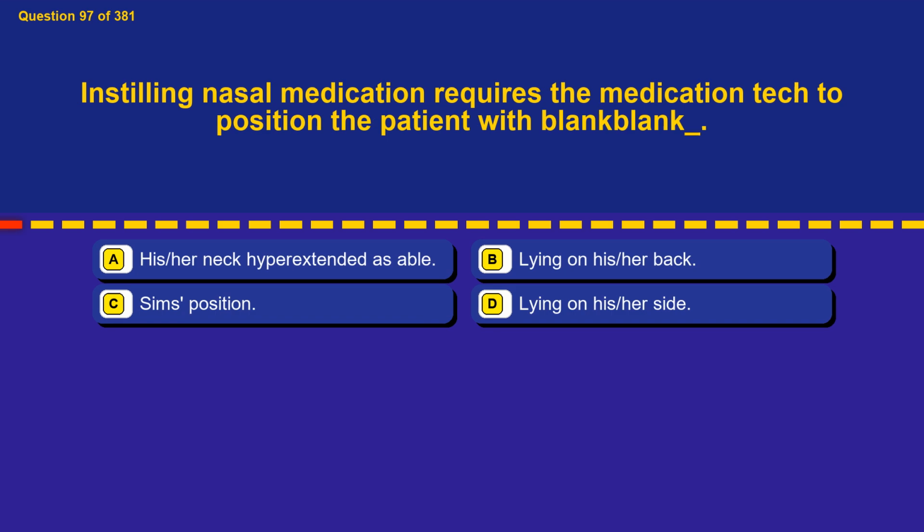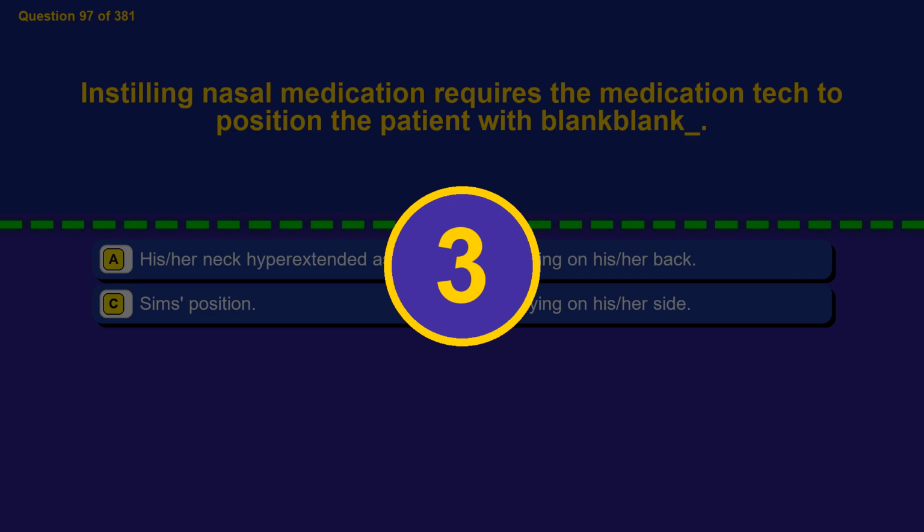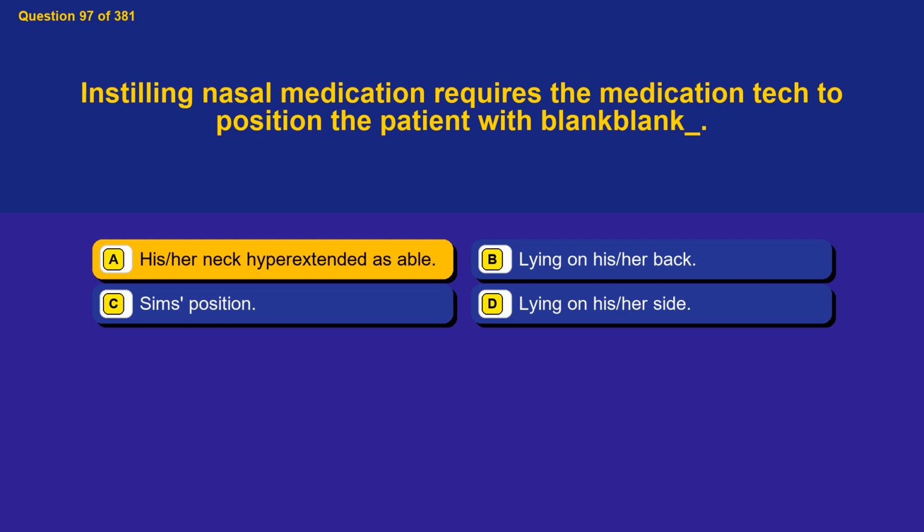Question 97. Instilling nasal medication requires the medication tech to position the patient with blank. Option A, his/her neck hyperextended as able. Option B, lying on his/her back. Option C, Sims position. Option D, lying on his/her side. The correct answer is option A, his/her neck hyperextended as able.